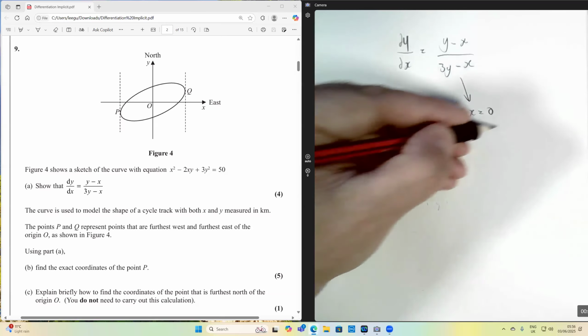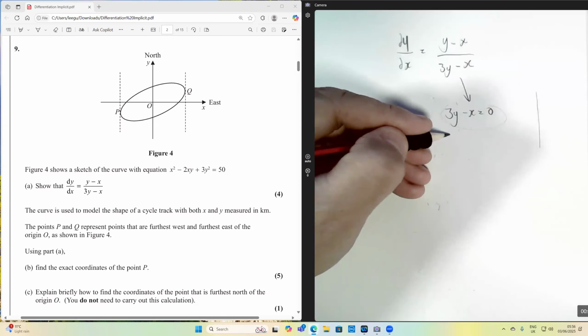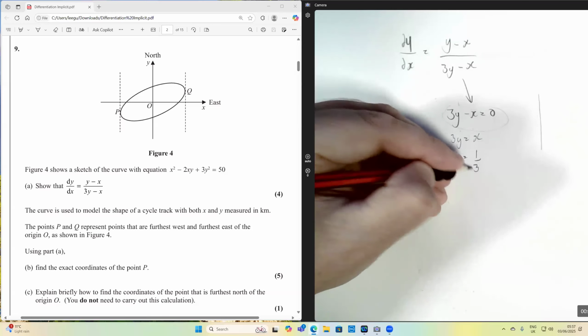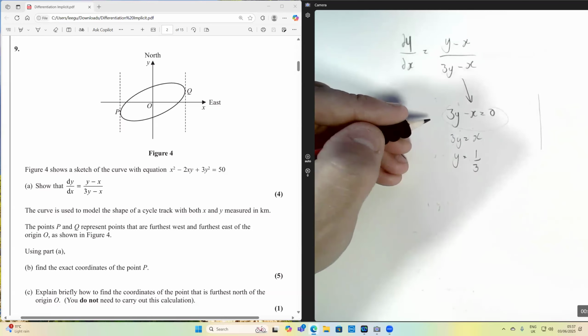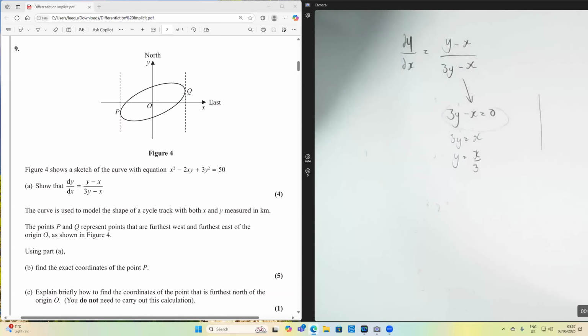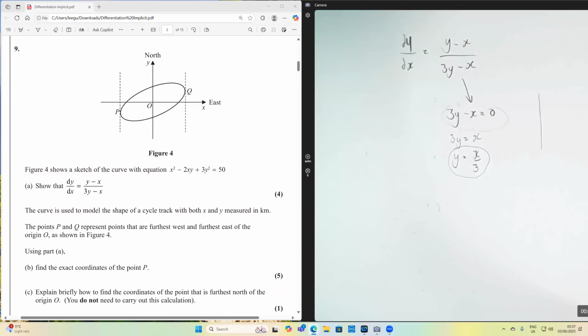Okay, because if we want to get a line that basically has infinite gradient, then we need to be dividing by 0, which means that in this case, we need to be saying that the denominator is equal to 0. So I'm just going to put the denominator equal to 0 and rearrange that to make y the subject. That gives me that y is equal to x over 3. So y is equal to x over 3, okay? Or y is equal to 1/3 x. So that's where this is going to occur at the points P and Q.